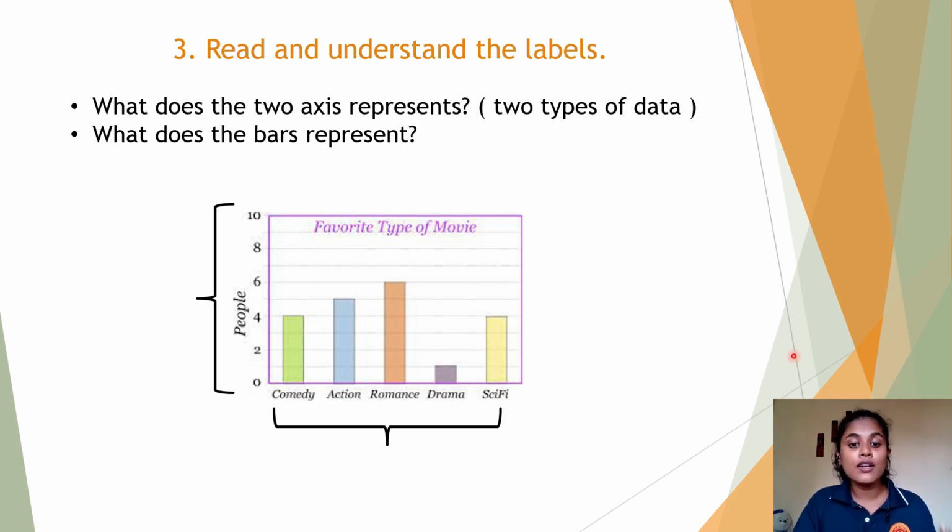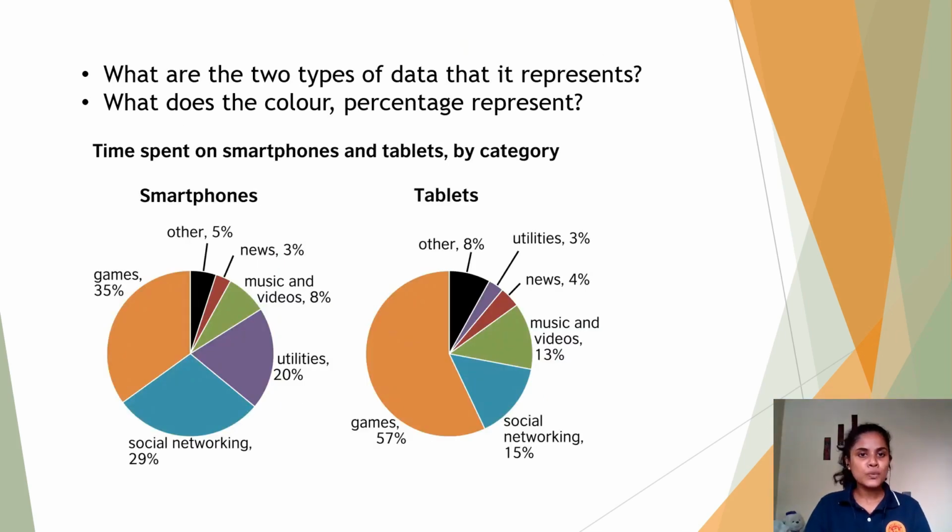What are the data that these labels are representing? As we did earlier, we have to know what the two types of data are that a pie chart or a bar graph is representing, through understanding the labels given in the pie chart or the bar graph. There can be colors or percentages, which are also labels, and we have to know what those labels are representing, from which we can understand the graph as a whole.